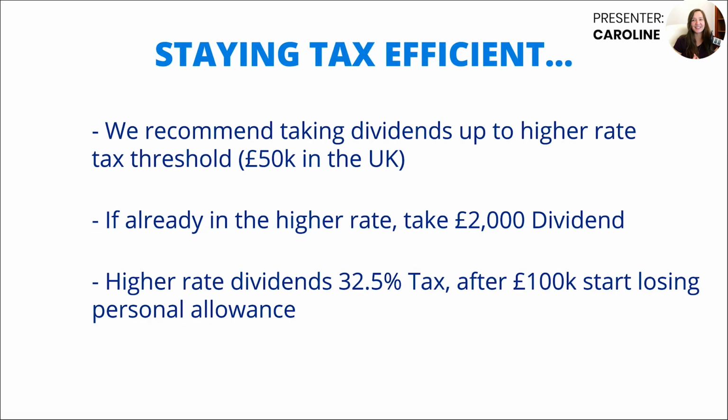Okay, so staying tax efficient, we generally recommend taking dividends up to the higher rate tax threshold. So that's £50,000 in the UK for the new tax year, as well as the current one. And if you're already in the higher rate tax threshold, then we recommend at least taking the £2,000 dividend, because of the dividend allowance, which means there's no tax to pay on that regardless.